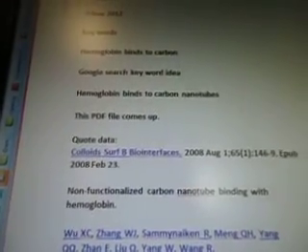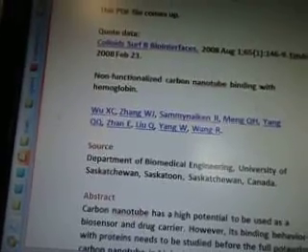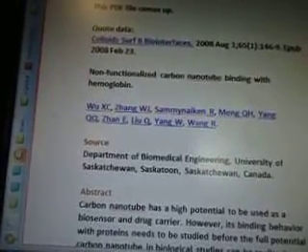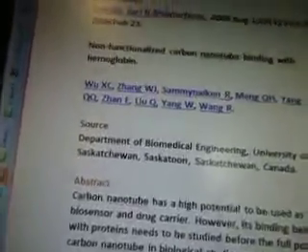Keywords: hemoglobin binds to carbon. Google search keyword ideas: hemoglobin binds to carbon nanotubes. This PDF file comes up, Colloids and Surfaces B: Biointerfaces, August 2008. Non-functionalized carbon nanotube binding with hemoglobin. And there's the name of the scientist that worked on it, from Saskatoon, Saskatchewan, Canada. Oh, that's a first. Usually I get American stuff.